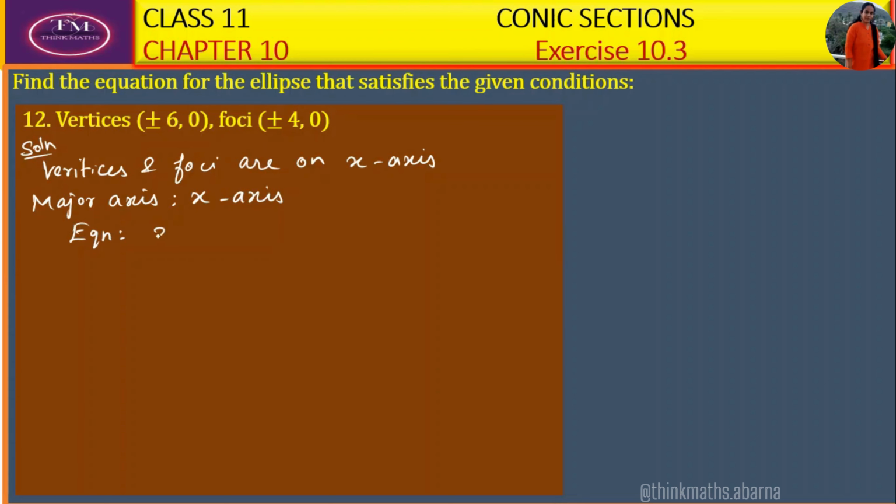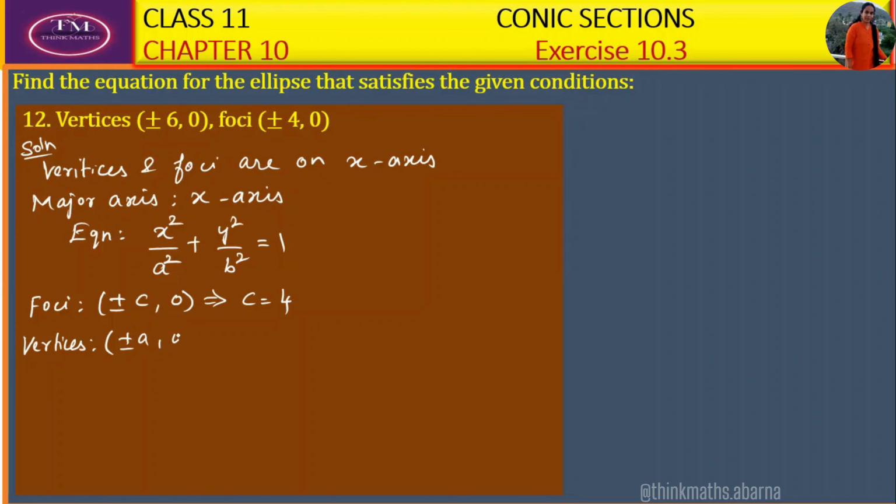Then what is the equation? As the major axis is the x-axis, the denominator of x square will be a square. So x square by a square plus y square by b square equal to 1. For this type of equation, foci will be plus or minus c comma 0, and comparing with the given foci, we see c is equal to 4. Vertices will be plus or minus a comma 0.